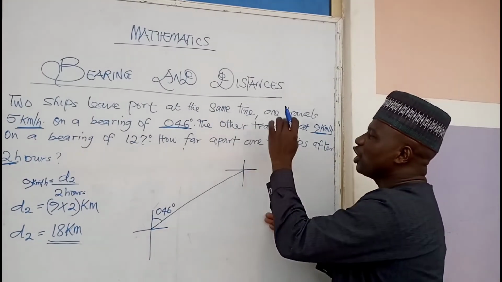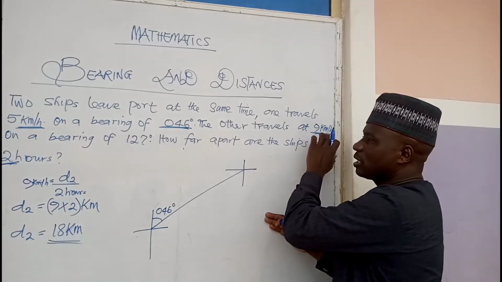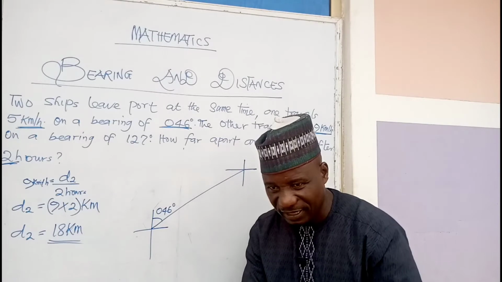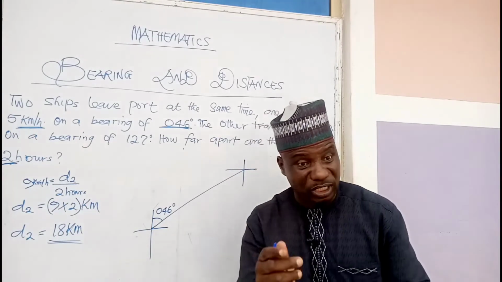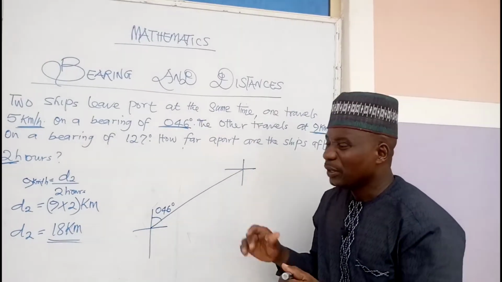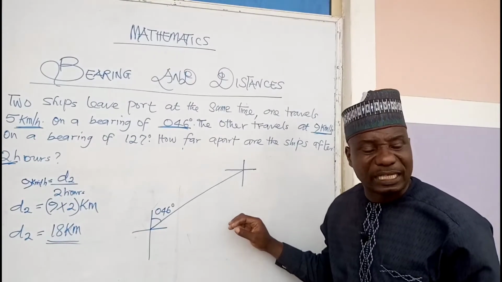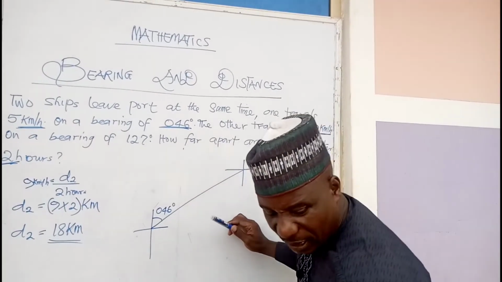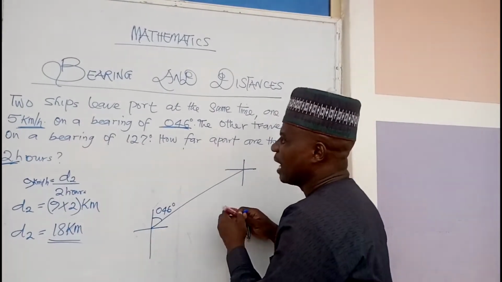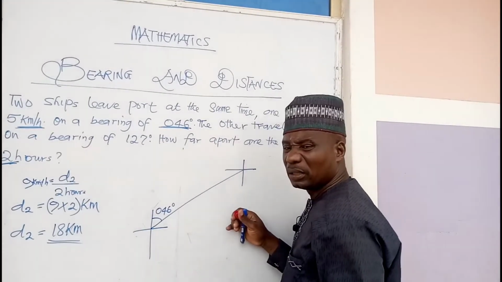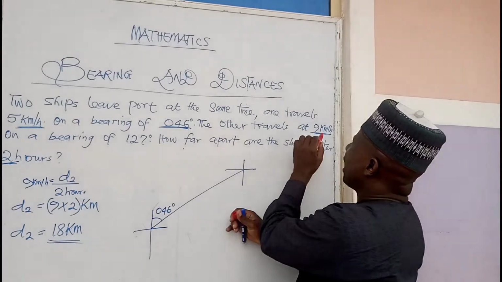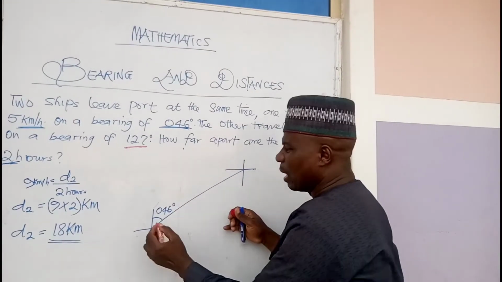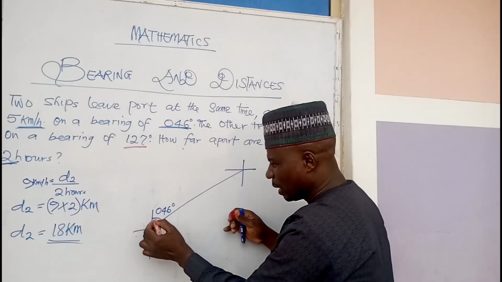Now they said the other travels at this speed on a bearing of what? 127. Please, I want you to take notice of this. Again, where do we normally start our bearing? From the north. Let me now try and differentiate. I want to deal with the second ship. They said it travels on a bearing of what? 127. Where do I start? I will start again from north.